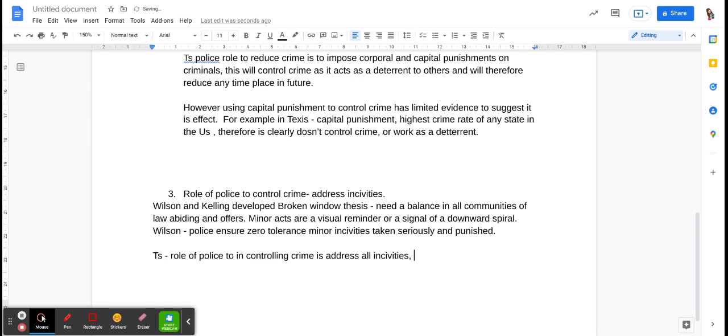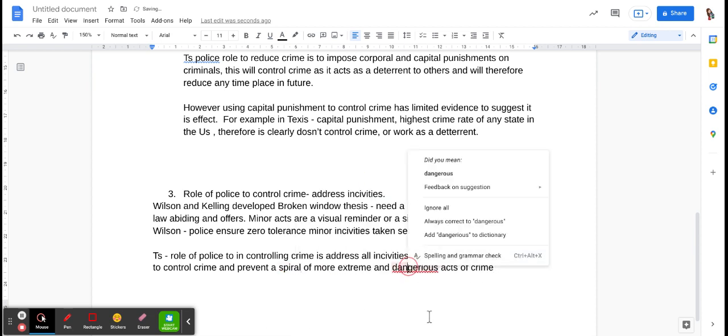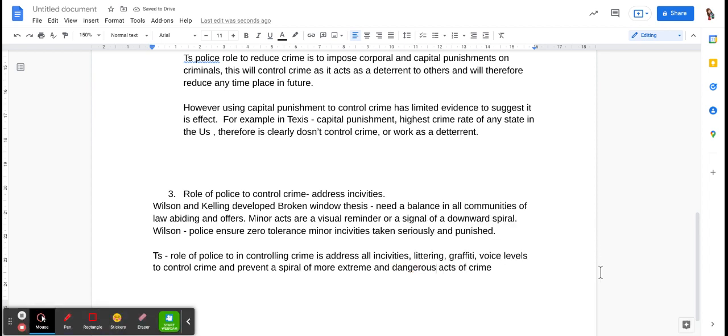I think there I'm going to put littering, graffiti, noise levels. The police must address incivilities. They've got to address littering, graffiti, noise levels to control crime and prevent a spiral of more extreme and dangerous acts of crime. The role of police in controlling crime is to address those acts. Zero tolerance to littering, graffiti, noise levels to control crime and prevent a spiral of more extreme and dangerous acts of crime.